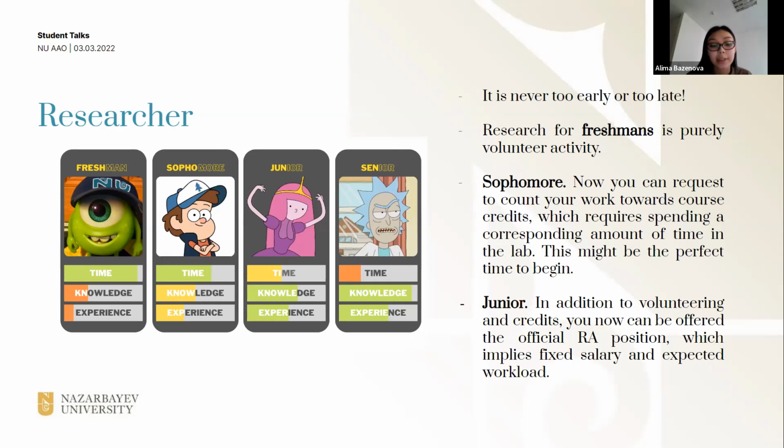Next is junior. It corresponds to third-year students. So in third year, you can actually apply for an RA position officially. So it means that you will be paid. If I'm not mistaken, for 1 month, RAs are paid $100 US, but for summer semester they are paid $300 US.